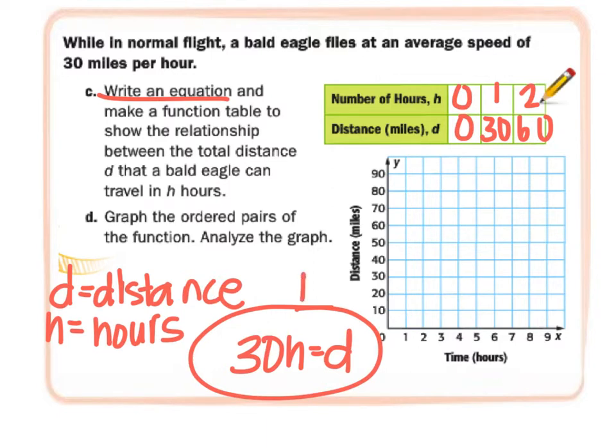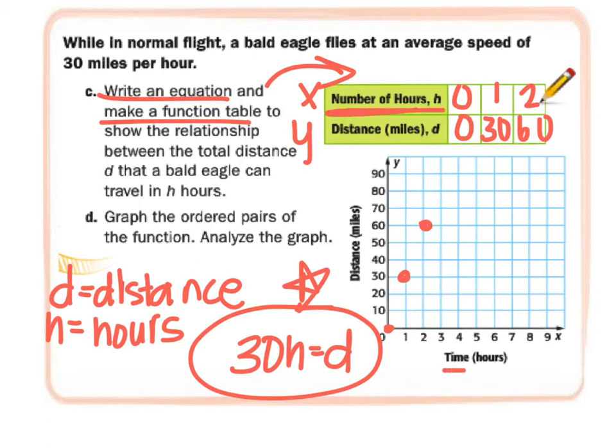So I wrote my equation down here, and I have an equal sign. Then I made a function table over here. This is going to be my x, and this is going to be my y for graphing. So I have 0, 0, 1, 30, and 2, 60. Now you might ask, how did I know that it was x and y? Look, number of hours, and then down here, hours, and that's by my x. Distance, here's my distance and my y. That's how I know.